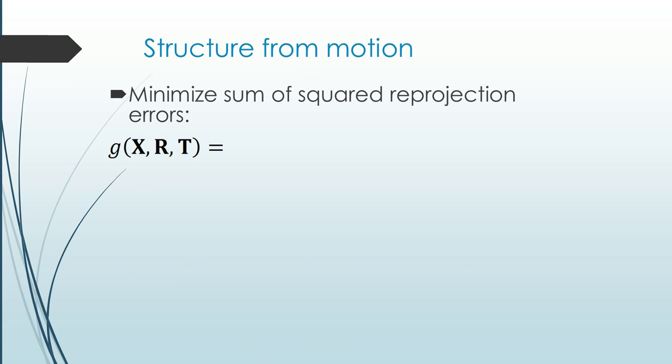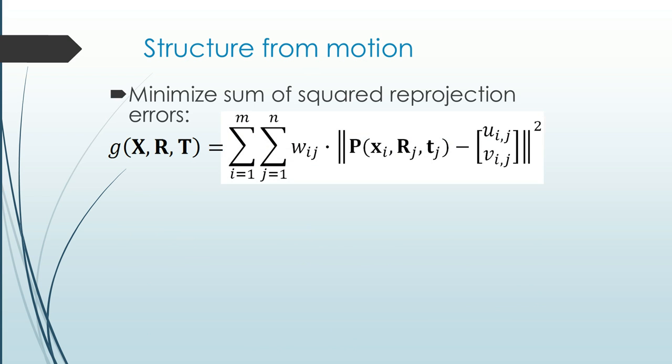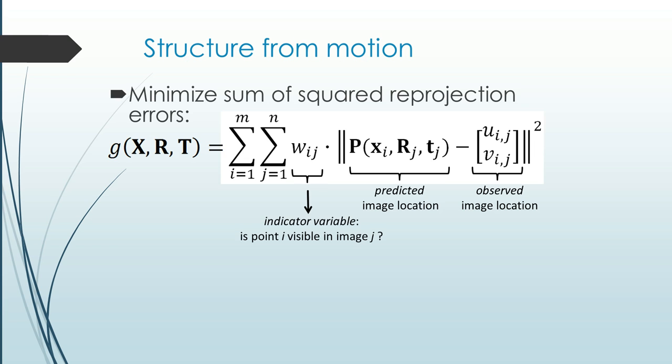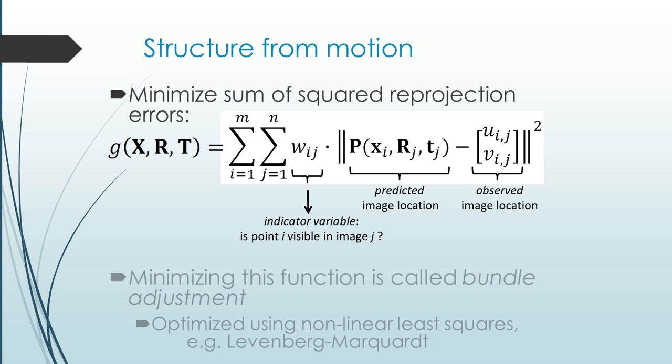Now this minimization is called bundle adjustment. We basically minimize the sum of squared projection errors by finding the observed image location, and then we have a predicted image location based on the rotation and translation, and then we have the indicator variable, which is whether a point is visible in a particular image. So by using this minimization equation, we optimize based on a procedure called nonlinear least squares.